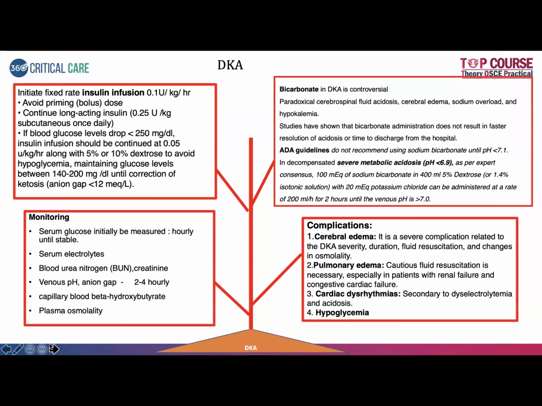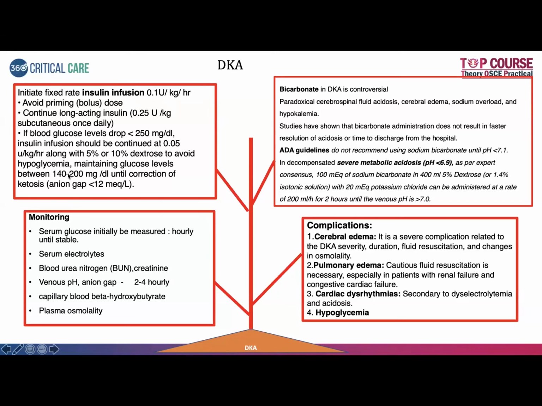Next is starting your insulin. So how much to give? Always avoid a priming bolus. The initial conventional recommendation was to give a bolus, but these days the recommendation is to start on an infusion directly, 0.1 unit per kg per hour, and you continue based on your blood sugar levels. If the sugar levels drop to less than 250 milligrams per deciliter, then you have to add a dextrose based solution to avoid hypoglycemia.